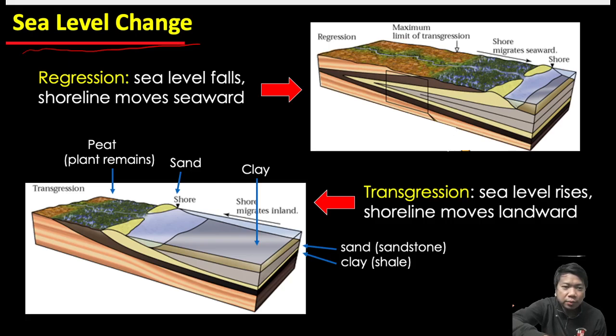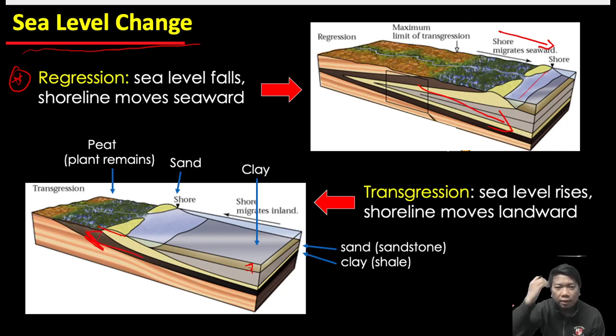In order to understand that, we have to understand two different processes. The first is called regression. Regression is a process when the sea level falls and the shoreline or the beaches move towards the ocean. Okay, so the shore migrates seawards during regression. Whereas transgression is the complete opposite, right? This happens during sea level rise. So the sea level goes up. That means that the beach or the shoreline will move landward, okay, in that direction.